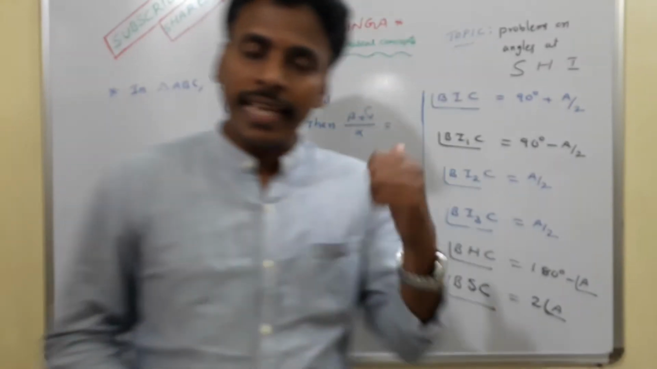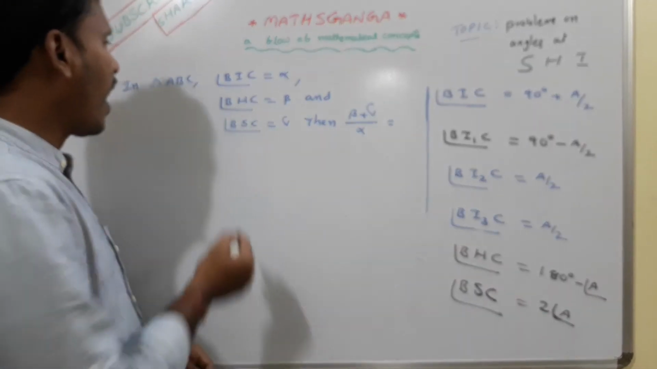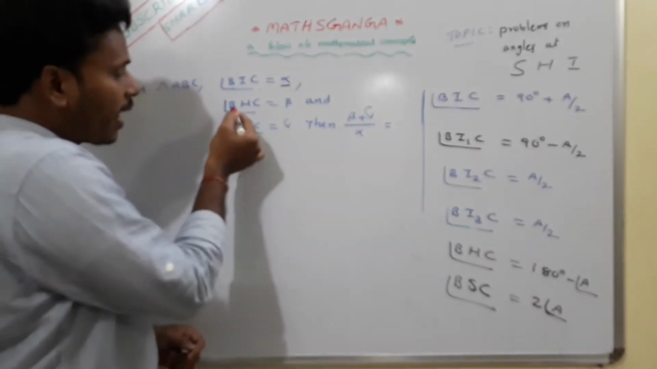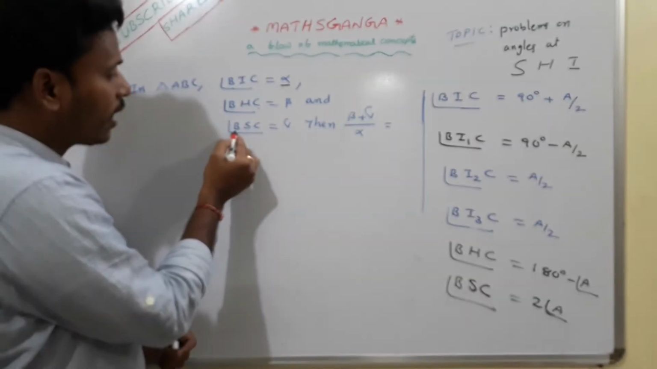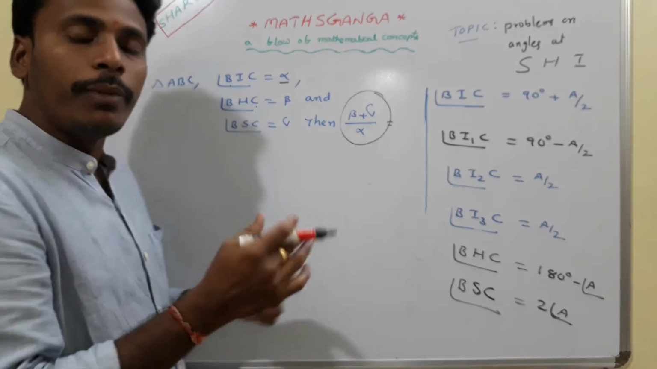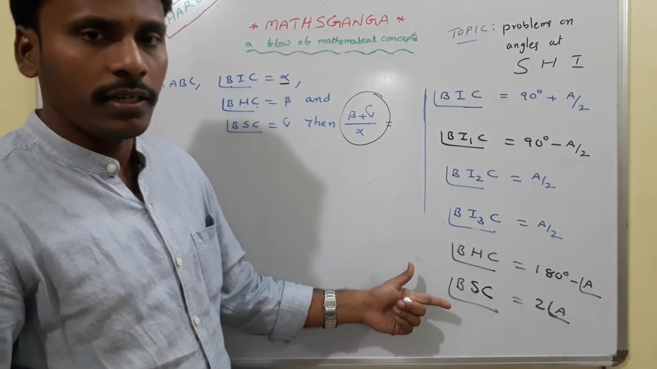This is the second problem of today's class. For this problem, I have the angle made by side BC at the incenter as alpha, the angle made by side BC at the orthocenter as beta, and the angle made by side BC at the circumcenter as gamma. Now I need to calculate the value of beta plus gamma by alpha. I have all those angles here in terms of A.